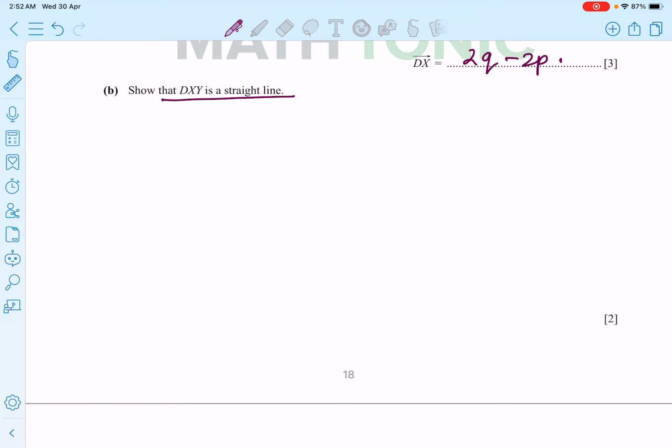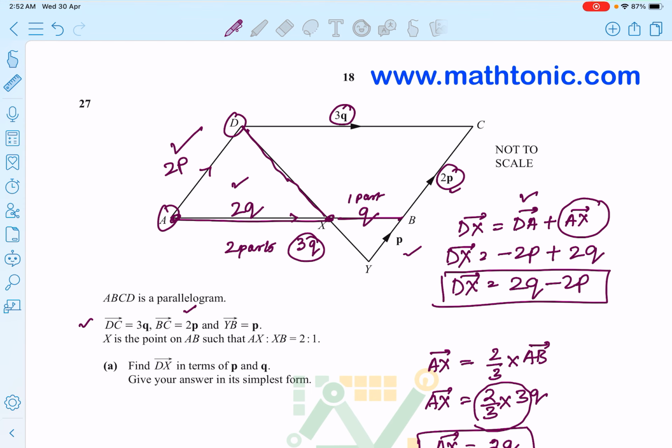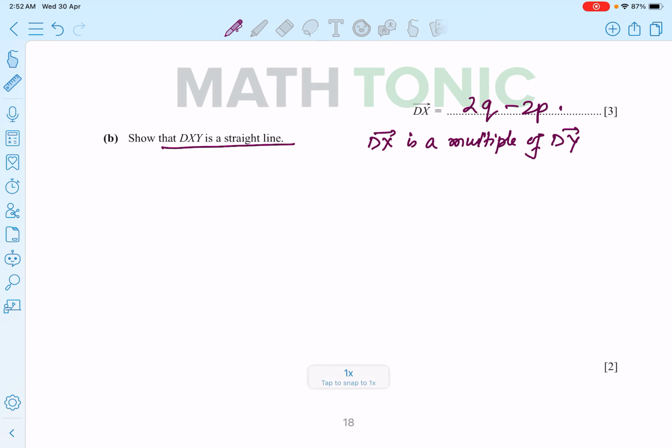Okay, next: show that DXY is a straight line. If you remember, DXY means which one? This line. This line we have to prove is a straight line. Remember, if one vector is a multiple of another vector, that means it is a straight line. So we have to prove that DX vector is a multiple of DY vector. I need to prove this one.